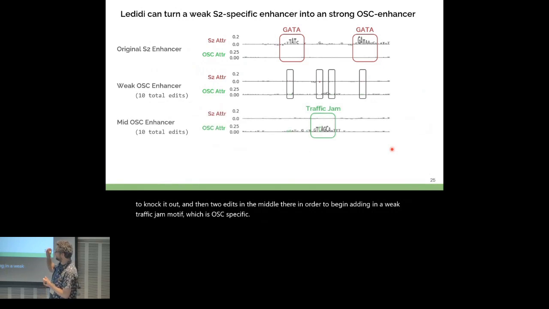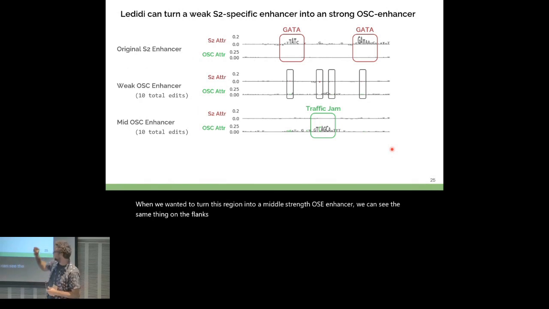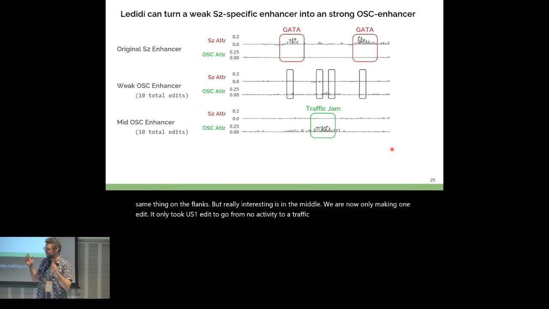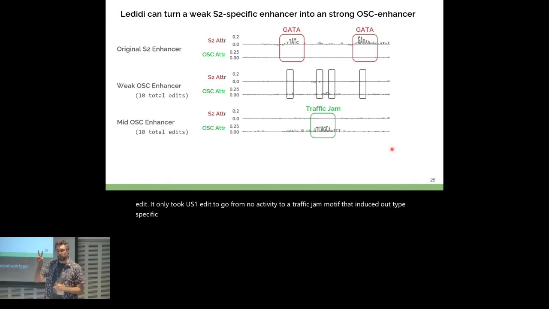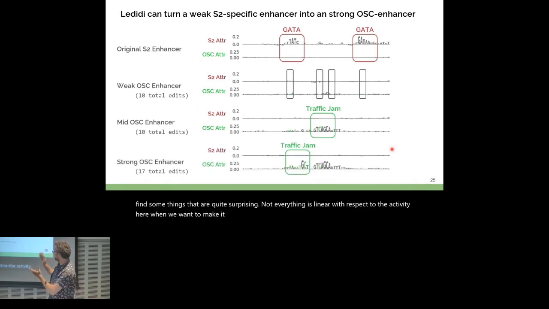When we wanted to turn this region into a middle strength OSC enhancer, we can see the same thing on the flanks. But what's really interesting is in the middle, we are now only making 1 edit. It only took us 1 edit to go from no activity to a traffic jam motif that induced cell type specific OSC activity. It took 2 edits to then make that motif weak. So sometimes you may find some things that are quite surprising. Not everything is linear with respect to the activity here. Strong. More edits are necessary.